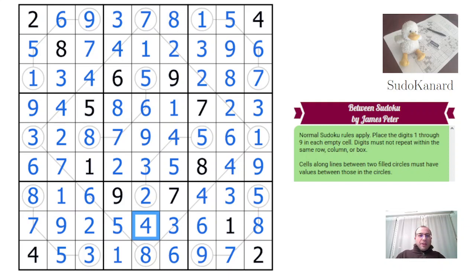noticing that those could only be 5, 6, or 8, which prevented this from being an 8. That was, I think, really the difficult breaking in the puzzle, and there was still some work to do, but really everything just fell into place. So a magnificent puzzle by James Peter, as usual.